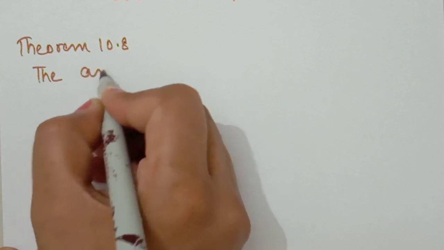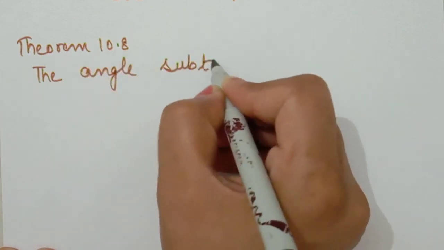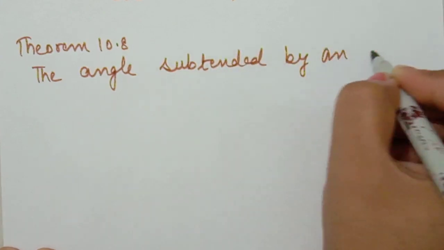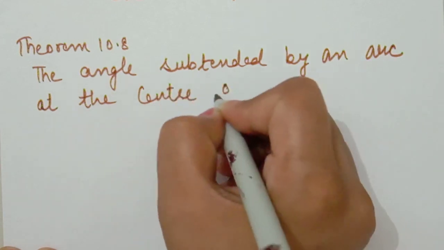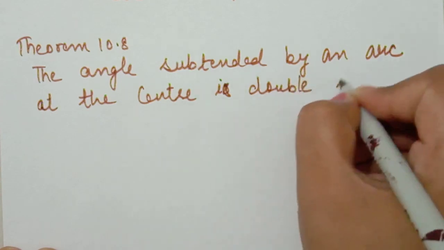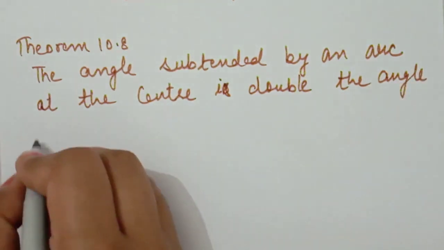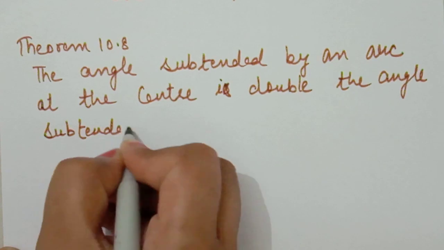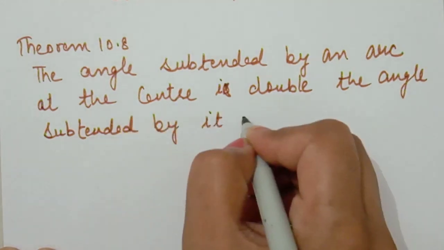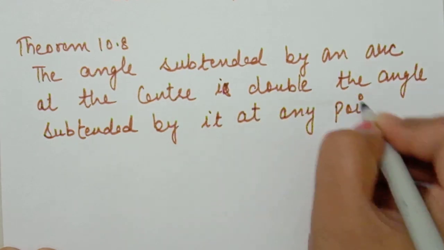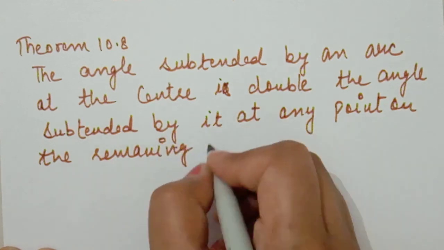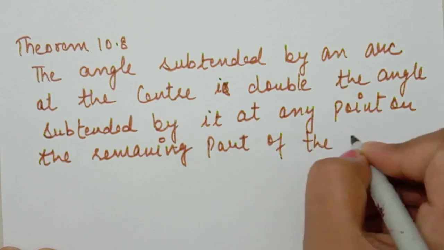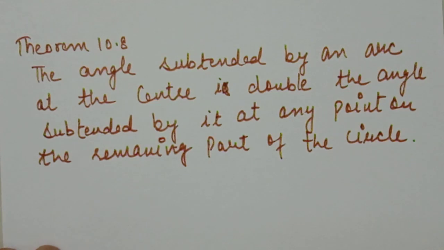So students, theorem 10.8, the statement: the angle subtended by an arc at the center is double the angle subtended by it at any point on the remaining part of the circle. This is the statement of 10.8.